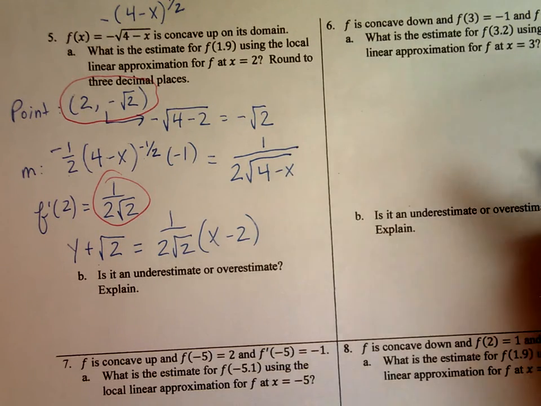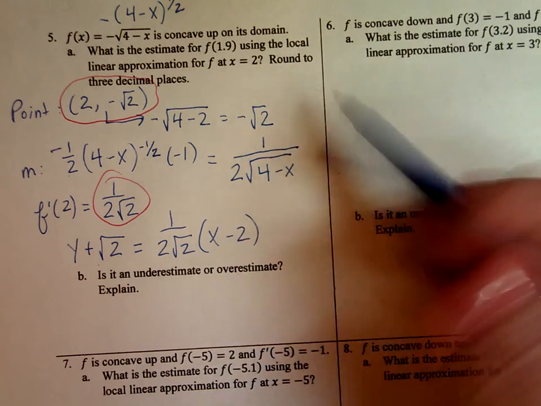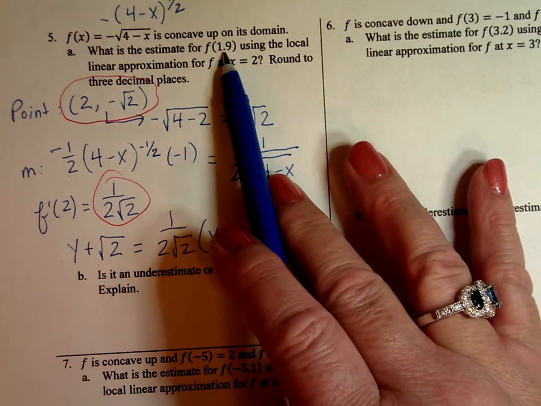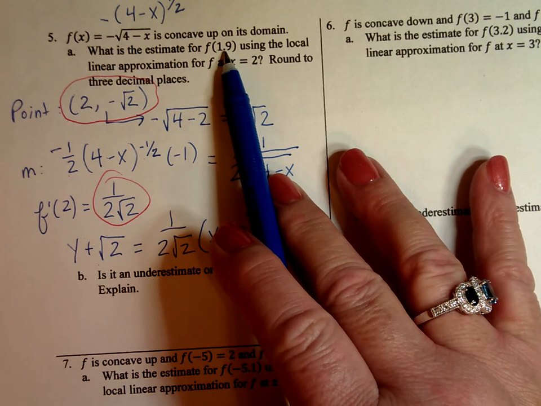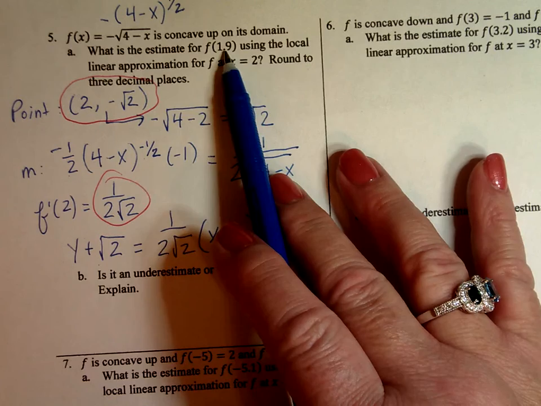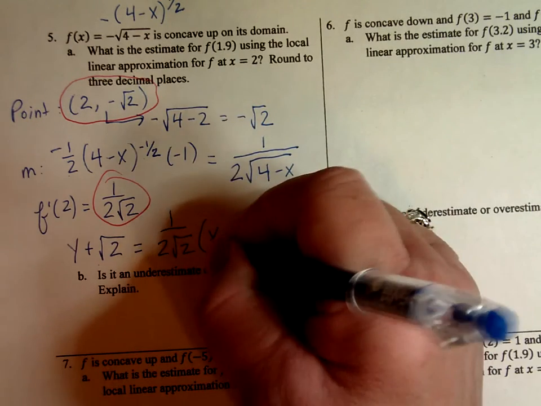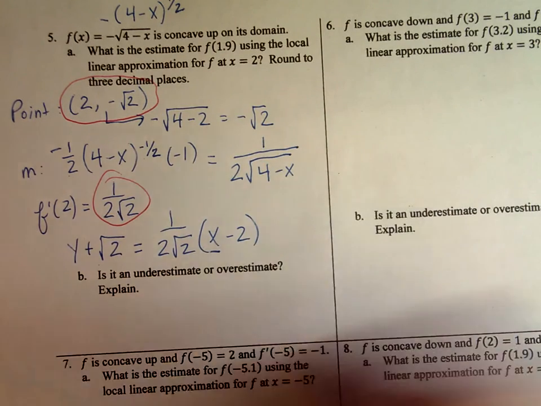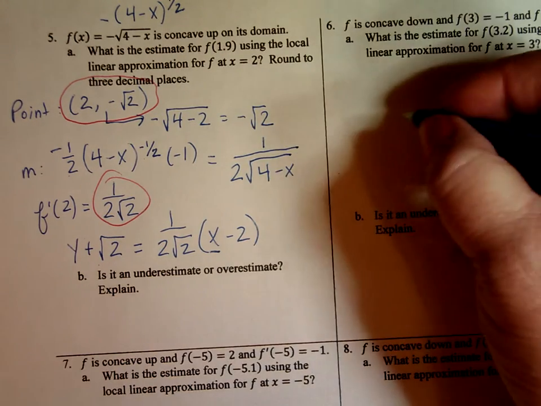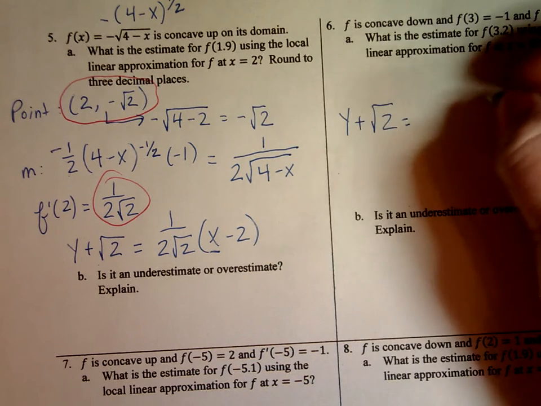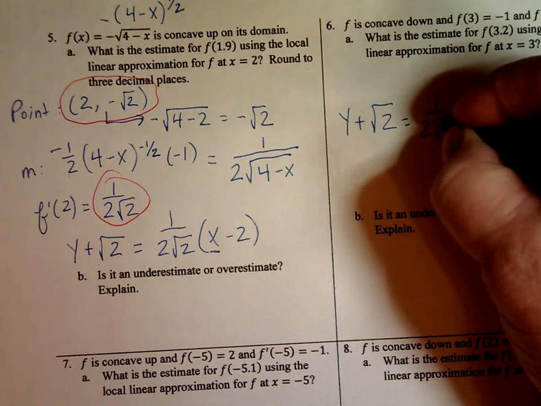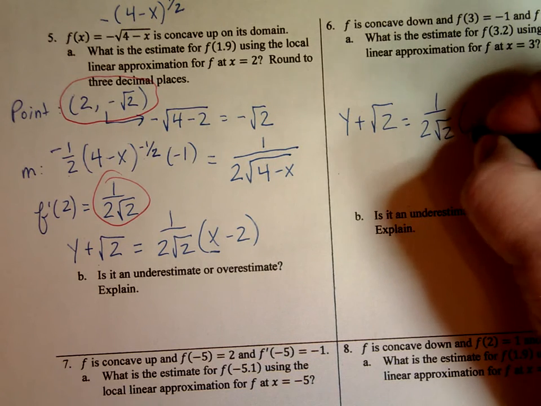We're not done the problem for part A though, because they want us to figure out what it would approximate for if the x value were 1.9. So what you're going to do is plug a 1.9 right in here. And now I'm going to go into box number 6 because I'm running out of space. So you're going to have y plus the square root of 2 equals 1 over 2 square roots of 2, and then 1.9 minus 2.